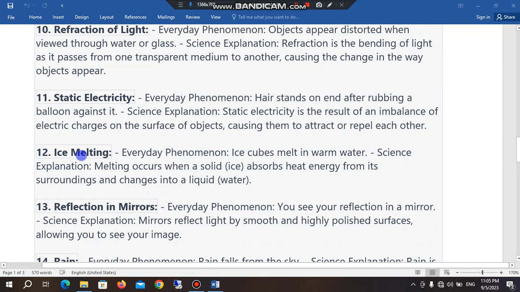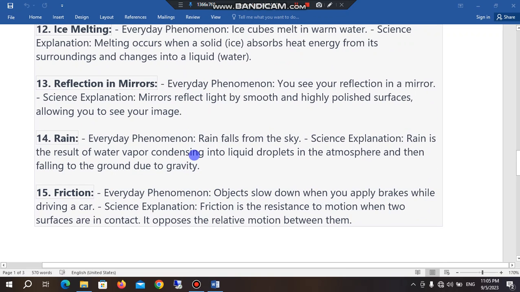Point number 12, ice melting. Everyday phenomenon. Ice cubes melt in warm water. Science explanation. Melting occurs when solid ice absorbs heat energy from its surroundings and changes into liquid water.